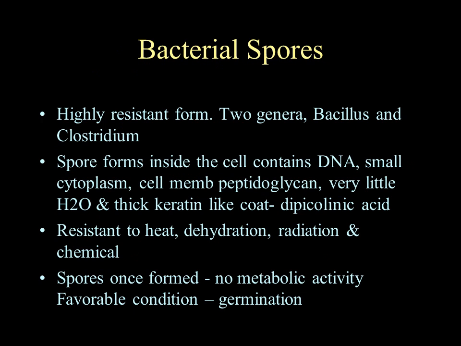Bacterial spores are produced by two special genera of bacteria, Bacillus and Clostridium. These are gram-positive rods. Whenever bacteria find unfavorable conditions, especially these two genera, they convert themselves into spores, putting inside a little DNA, a little cytoplasm, the peptidoglycan layer, a little water, and cover themselves in a keratin-like coat.